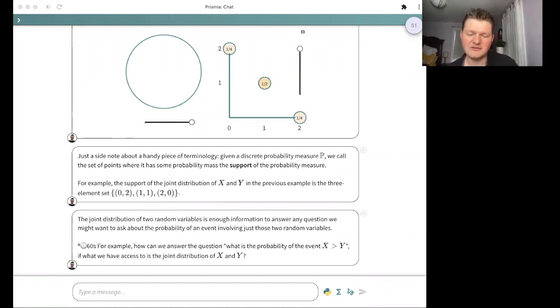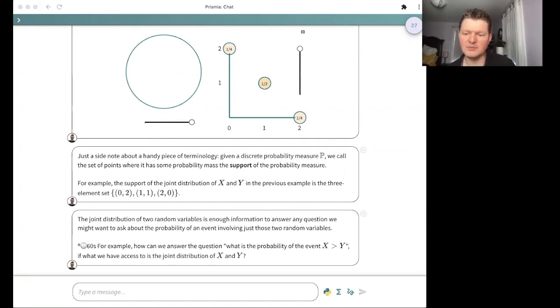And the same thing is true for joint distributions. A joint distribution is enough information to answer any question you might have about the probability of any event, as long as that event only involves those two random variables. Who knows if there's some third random variable involved, but if you just want to talk about X and Y, the joint distribution of X and Y is complete information for answering any of those questions.